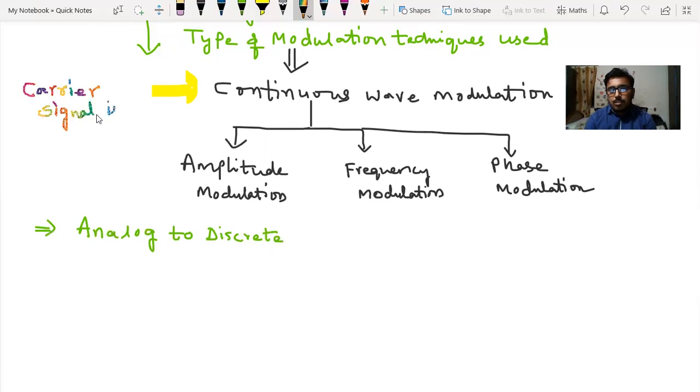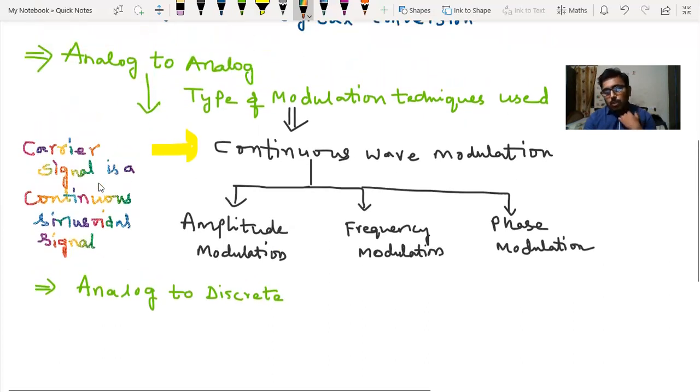This carrier signal is a continuous sinusoidal signal. That is what we use in the transmission part for the analog to analog conversions. We can use this continuous wave modulation. The meaning of continuous wave is that the carrier signal we are using is in a continuous form, that is a continuous sinusoidal signal.